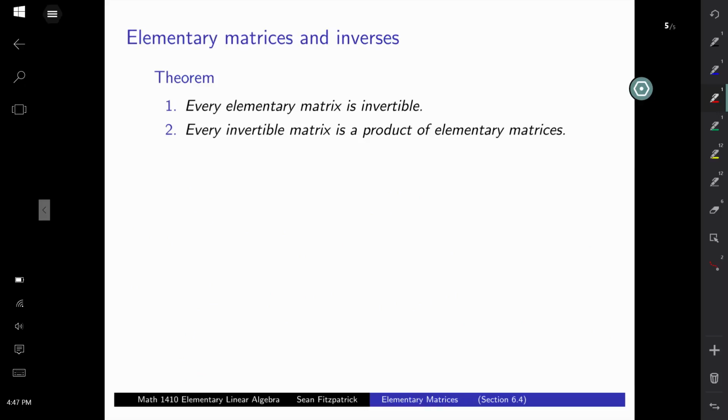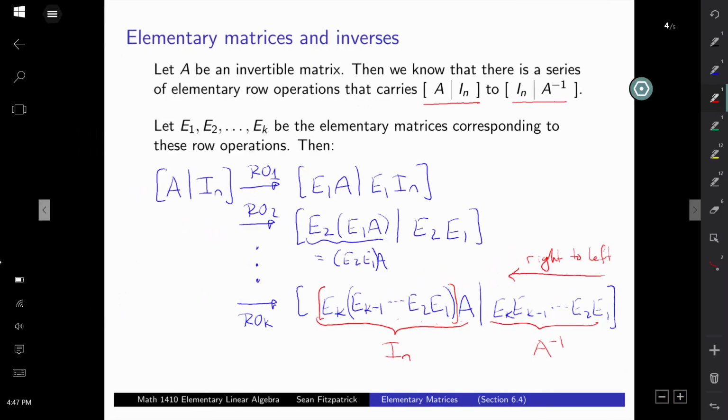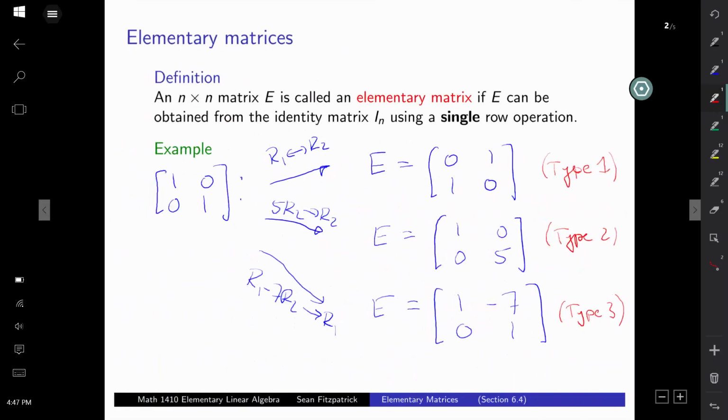Okay, now this tells us a couple of things. One, every elementary matrix is invertible. Why is that? Well, let's go back to the very beginning. Here are elementary matrices. Why are these things invertible? They're invertible because I can reverse each one of these row operations and come back to the identity, right?